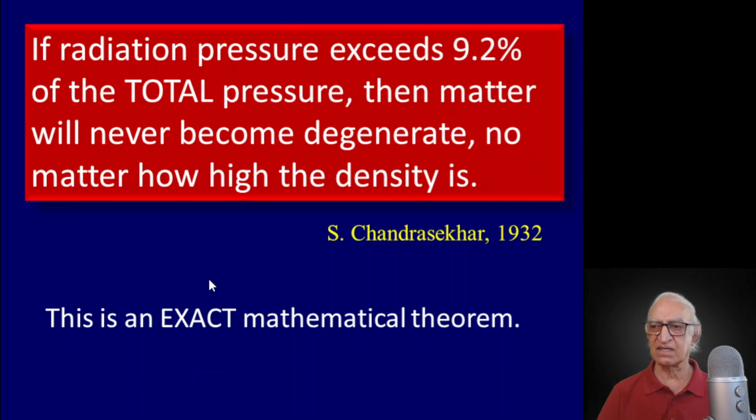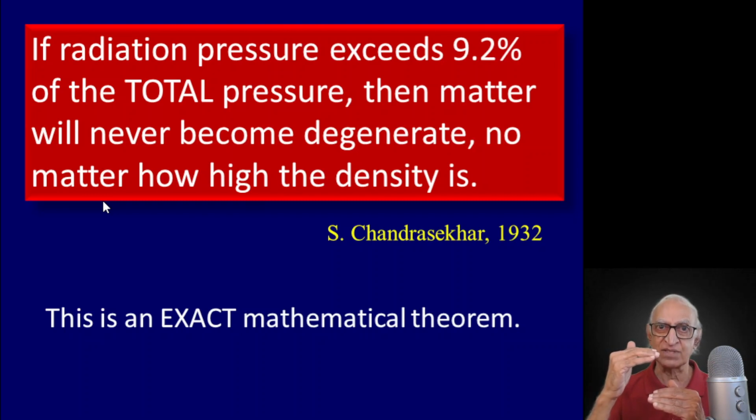Now what Chandrasekhar discovered in this historic paper of 1932 is that if the radiation pressure exceeds 9.2% of the total pressure, then matter will never become degenerate, no matter how high the density will be. Remember, as the density increases, the Fermi energy increases as density to the power 2/3. So all along we have been saying that yes, initially kT may be greater than EF, but as the core is compressed, the density will increase, the Fermi energy will increase as density to the power 2/3. At some stage, the Fermi energy becomes much larger than kT, and the gas becomes degenerate. This is what we found in low mass stars.